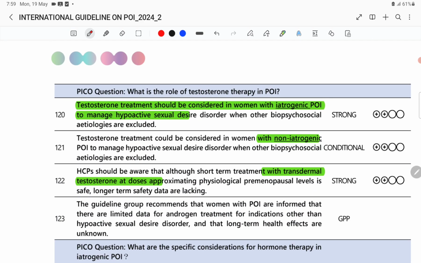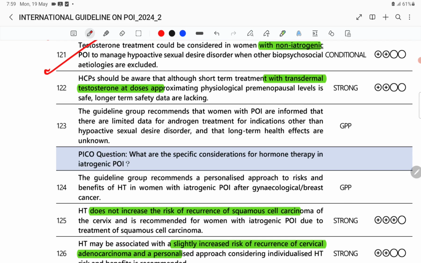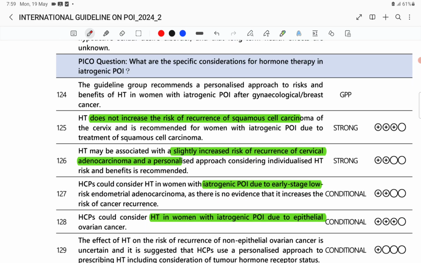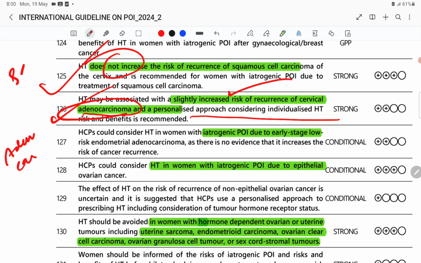So basically, the role of testosterone therapy was already told. Consider it in women with iatrogenic POI to manage hypoactive sexual desire. Testosterone treatment could be considered to manage hypoactive sexual desire. At a standard dose, it does not increase the recurrence risk of squamous cell carcinoma of the cervix. It may be associated with a slightly increased recurrence of cervical adenocarcinoma, so a personalized approach is needed. Adenocarcinoma is slightly raised, but not squamous cell carcinoma.